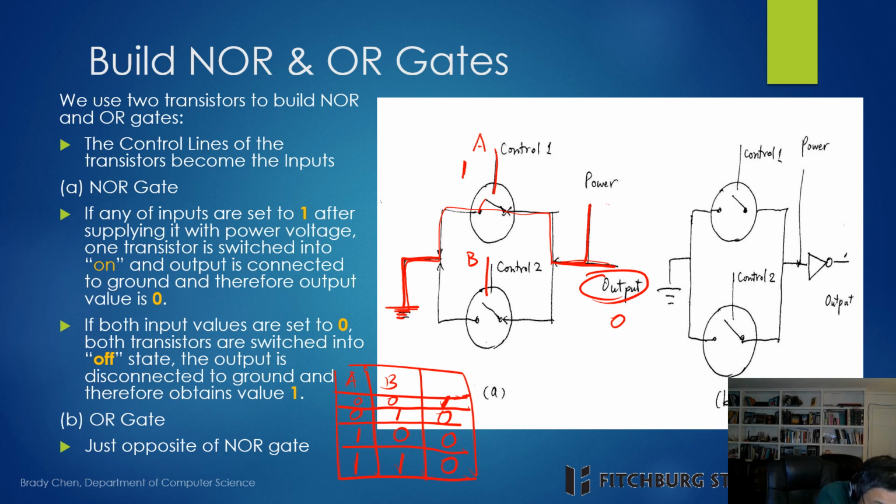And again, the NOR gate and the OR gate are very closely related. If we put a NOT gate on the output line, then we can build an OR gate, because the OR gate is basically the opposite of the NOR gate. So again, we can build the NOR gate with 2 transistors, and build the OR gate with 3 transistors. One transistor serves as the NOT gate.